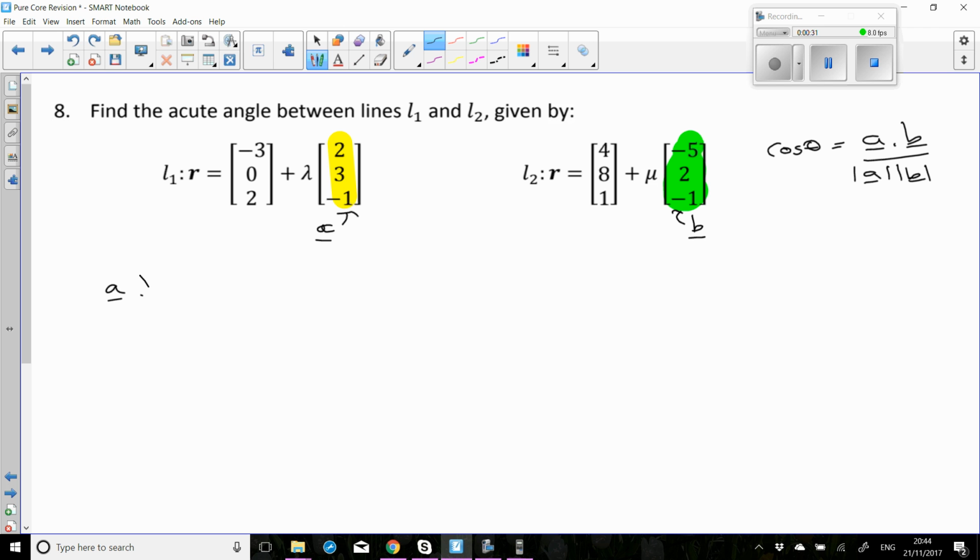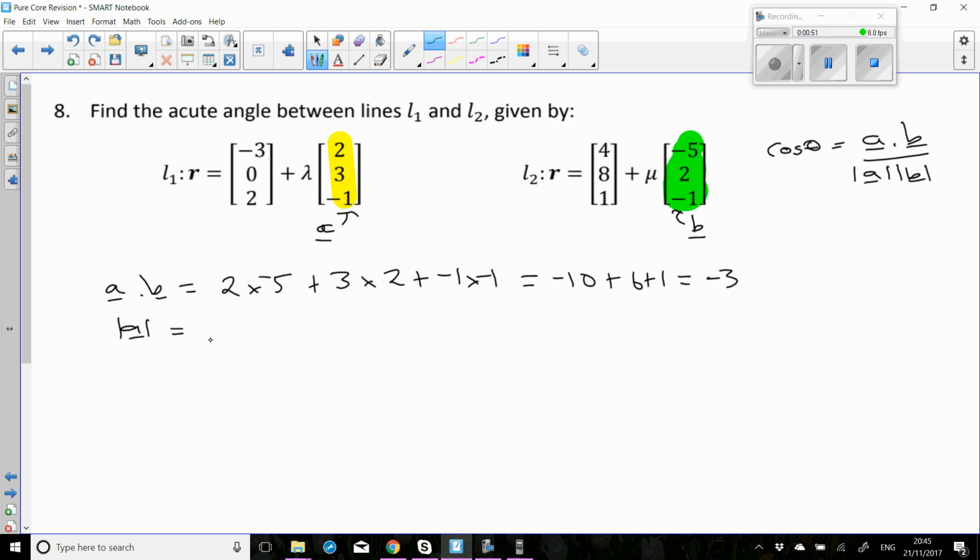First thing then is to work out the dot or scalar product. So that's the two x values plus the two y values multiplied plus the two z values multiplied. Work all that out. Negative 10 plus 6 plus 1. It's going to give us negative 3.